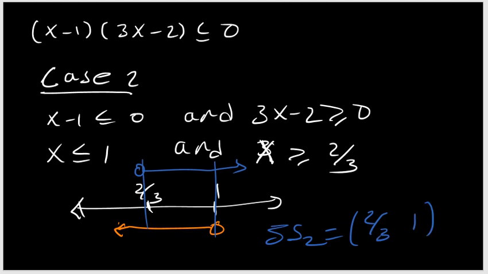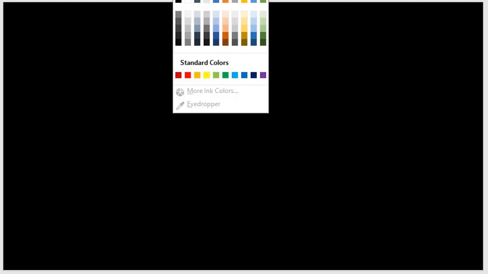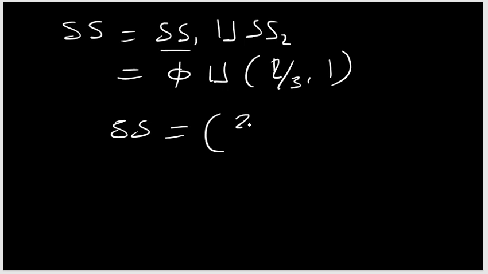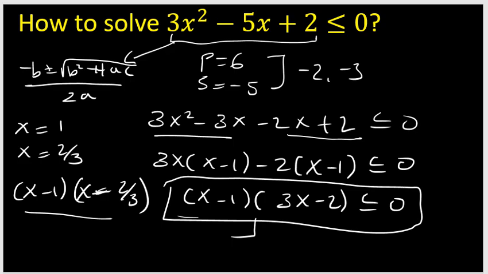Therefore, the final solution will be the union of the two. I can say the final solution set SS will be SS1 union SS2. The first solution set is already the empty set. The second solution set is 2/3 to 1. That means my final solution set is [2/3, 1]. That's how to solve this quadratic inequality.